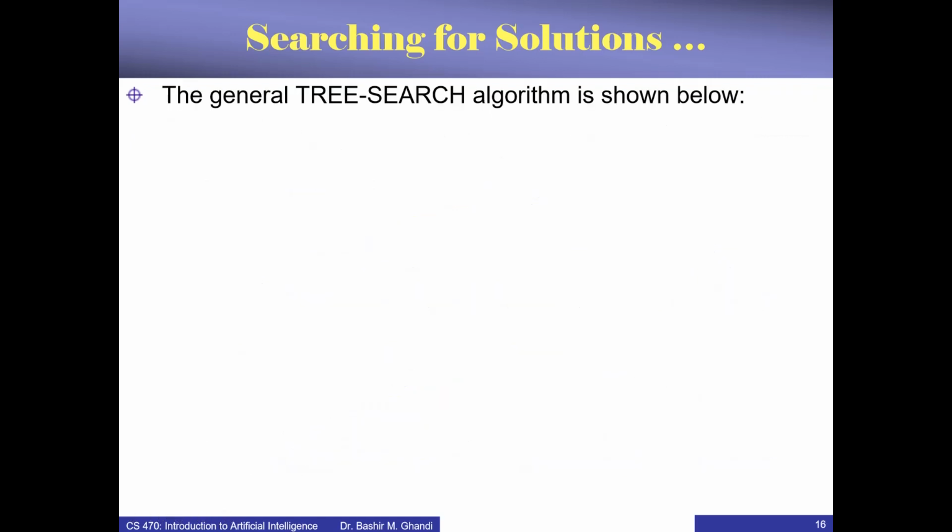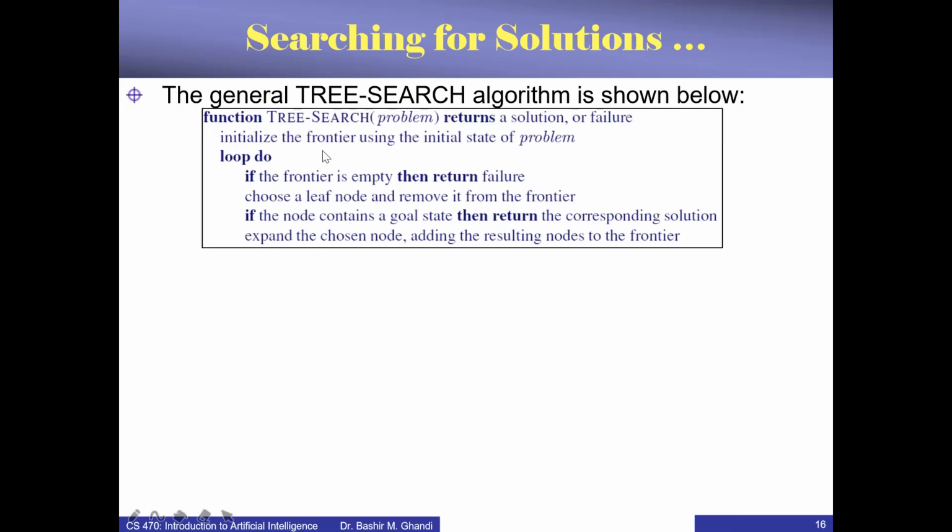Now, we're going to look at two general search algorithms. One of them is called tree search, and the other one is called graph search. So the general tree search is as follows. It receives the problem, after formulating the problem, remember, that's the one we call the search method. So the tree search will receive the problem and it will try to solve it. So you can see it will return either a solution or a failure.